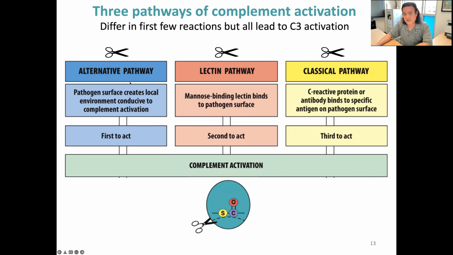Today, we're going to start off looking at the alternative pathway. This has to do with the fact that the pathogen surface, really close to it, is a good environment that favors complement C3 to start activating. So the closer the C3 is to the surface of the pathogen, the more likely it'll activate, and therefore more likely that the C3b will get attached. And this alternative pathway is the first to act.